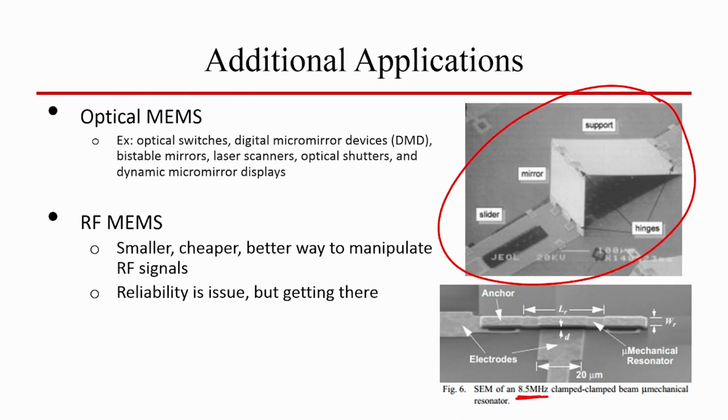This is an example of the mirror. You can see that there is a slider, there is a mirror, there is a support, and there are hinges. It is a micro mirror, this is the SEM of the micrometer, this is the SEM of your resonator.